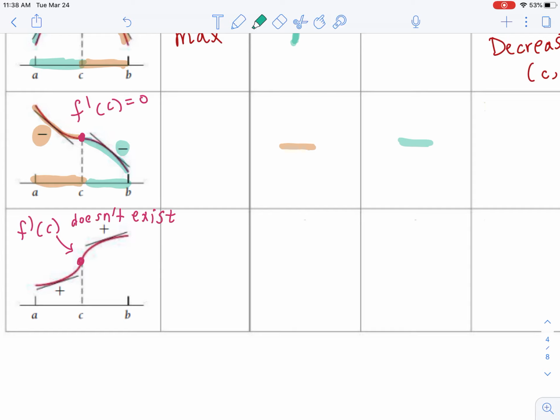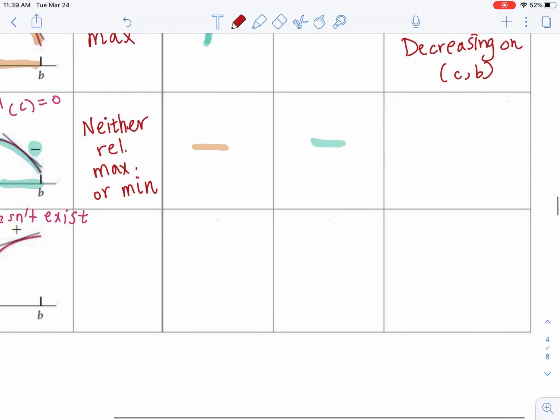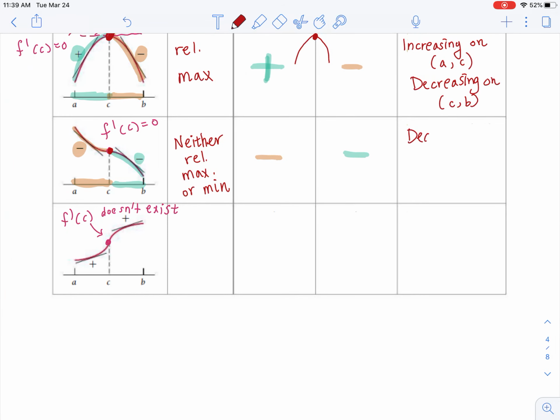Now, if the sign of the derivative doesn't change, what it did was it just kind of stopped going down for a second, took a little break, and then went down. This is going to be neither relative max nor min. Okay? That's a critical point right there, but it's not going to be called an extrema. All right, and we can say this function is decreasing everywhere except at C, decreasing on A to C, and C to B.